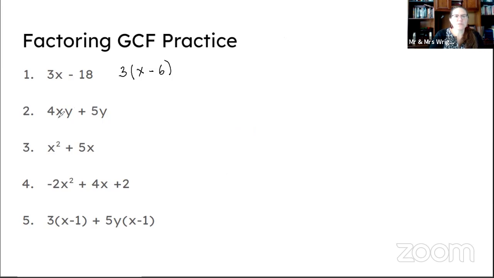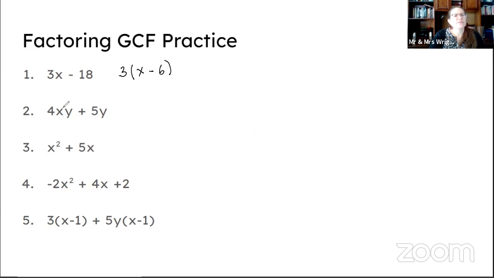All right, so let's look at this one right here. This one's going to be a little bit different. Instead of having a number or an integer as our common factor, we're going to just have a variable, because if you look at 4 and 5, the only common factor that they have is the number 1. Well, we don't factor out the number 1 because it's pointless. 1 is a factor of everything. So it's not going to change anything to factor 1 out.